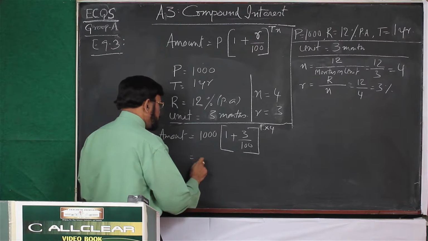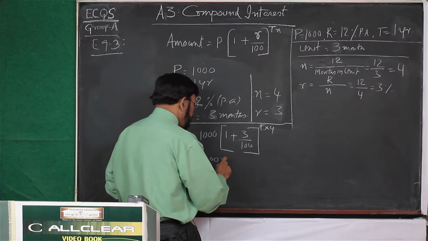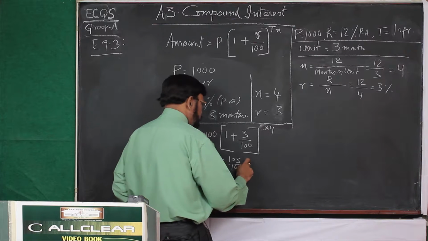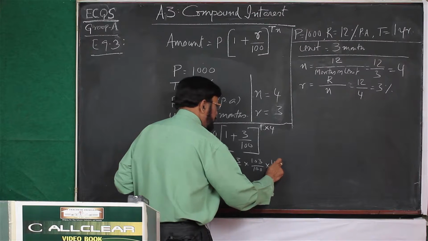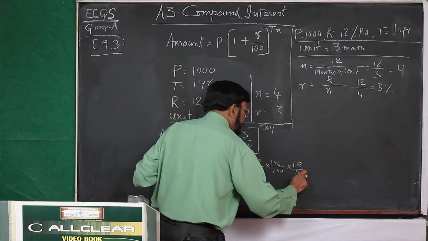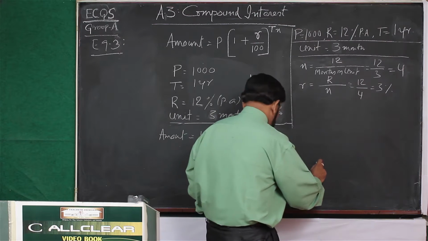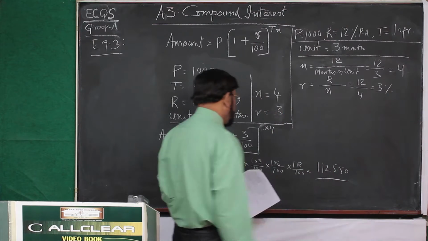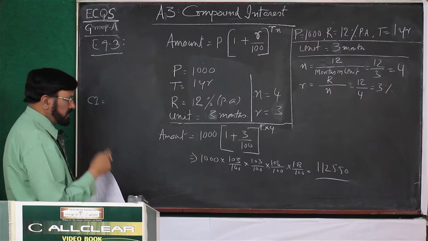So it comes to 1000 into 103 by 100 to the power of 4. So 103 by 100 into 103 by 100, and so on. Then as a result, if you perform the calculation, you get 1125 rupees 50 paise as the amount. So what is the interest element, the compound interest element in the amount?